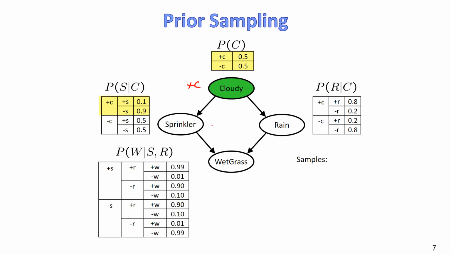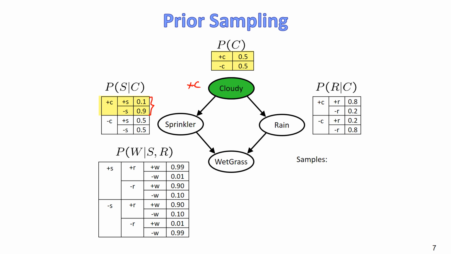Now the next variable will get the variable S, or sprinkler. We already know that cloudy is plus C, so the distribution that we will draw the sample for sprinkler now should have plus C. So we will only consider this distribution. So now we will get a sample from that distribution. If that were minus C, I would get a sample from that distribution.